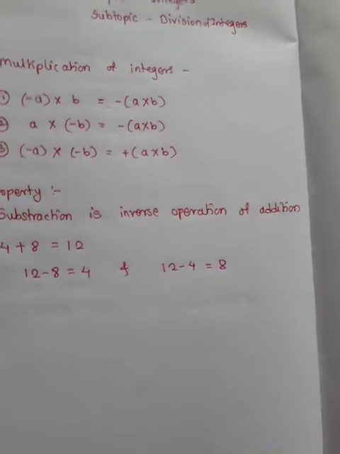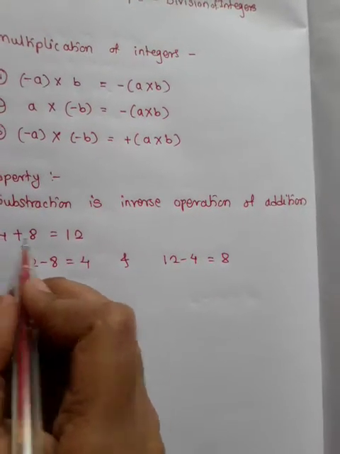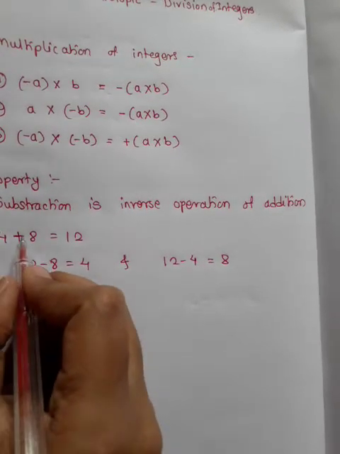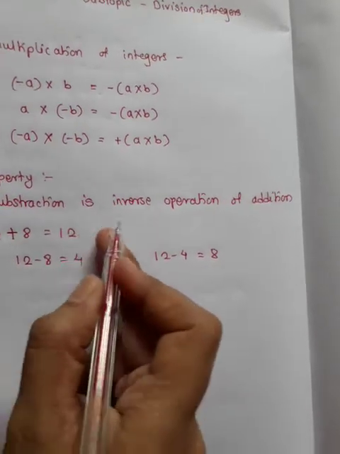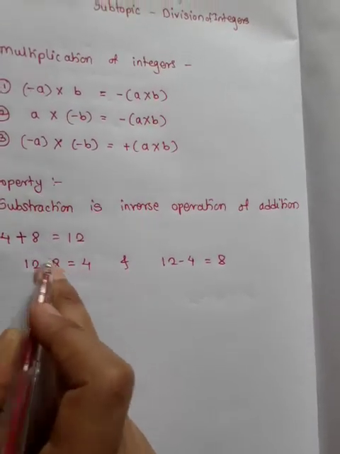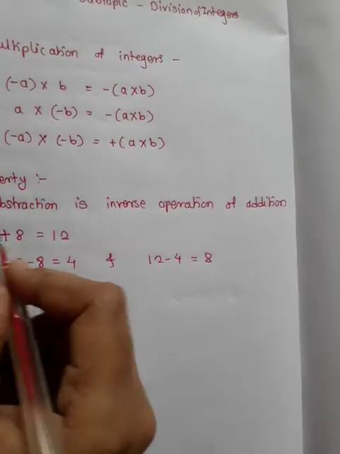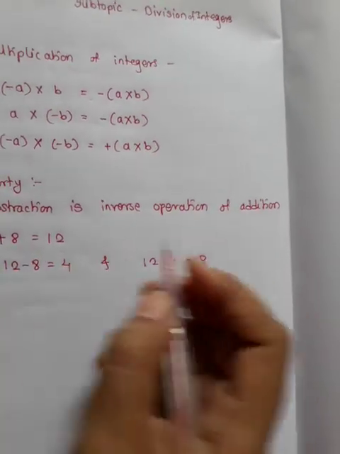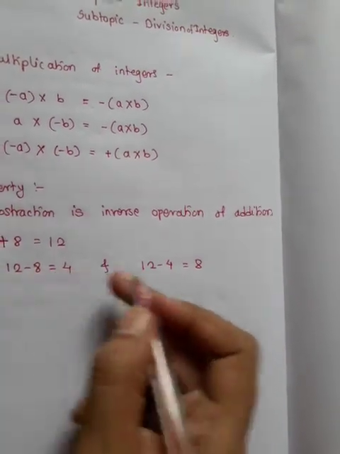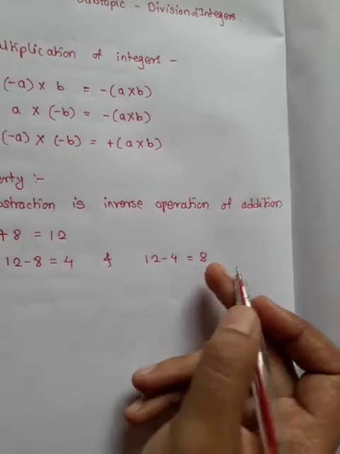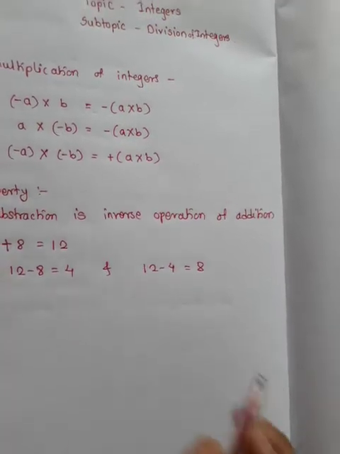Why can we write this? Because subtraction is the inverse operation of addition. When this plus 8 goes to the opposite side it becomes minus, therefore we write 12 minus 8, and that is equal to 4. When this 4 goes to the opposite side it becomes minus, therefore we write 12 minus 4, and what remains is 8. So 12 minus 8 is equal to 4 and 12 minus 4 is equal to 8. This property explains that subtraction is the inverse operation of addition.